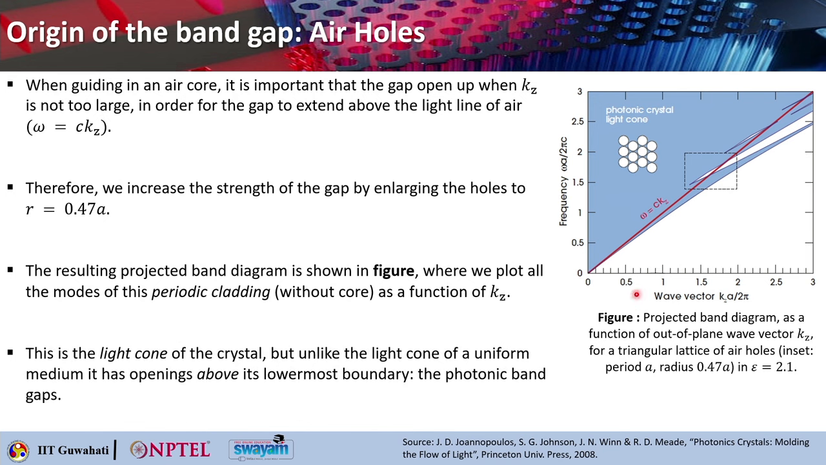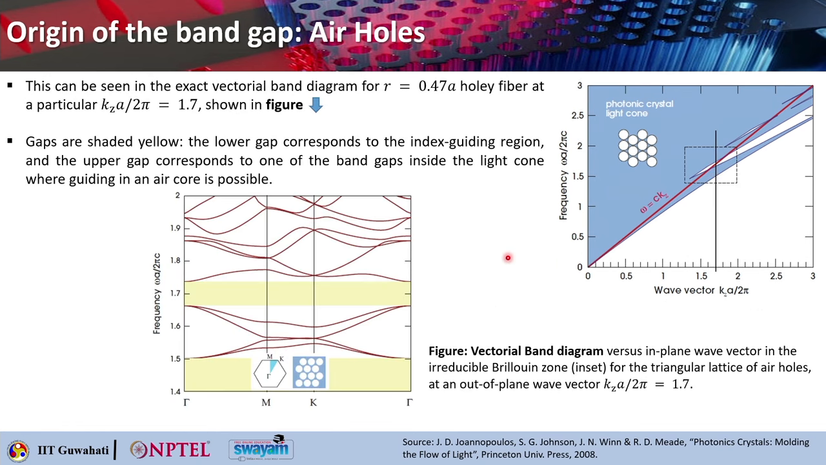Here you can see that this forms the light cone of the crystal. You can also call it the photonic crystal light cone. The lower boundary is marked by this particular red line, as it is also for the uniform medium. But there is something interesting here: there are some dashed regions highlighted which show some opening above the lowermost boundary. You see there is a white region above this particular line. So there is a photonic band gap here above the light line. You can actually see this better in this particular diagram.